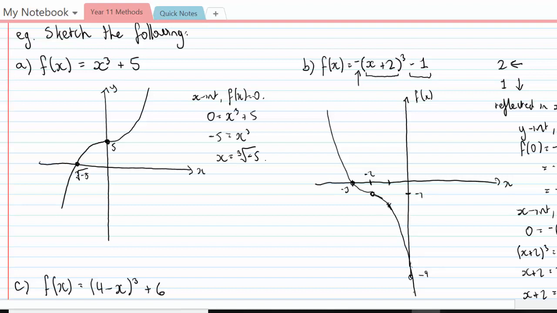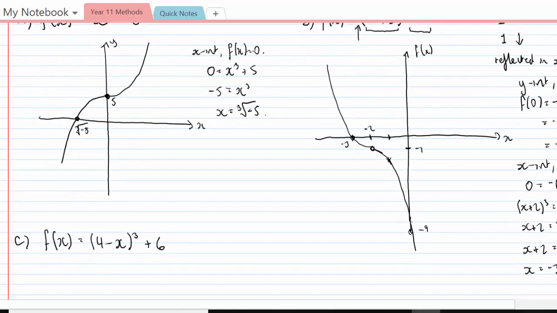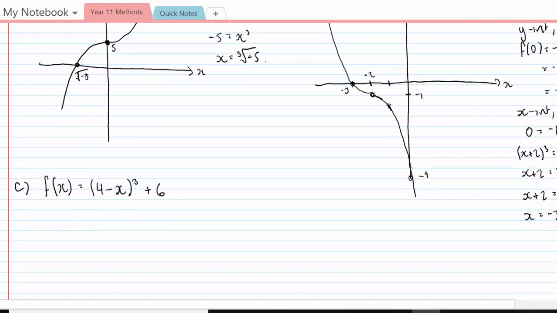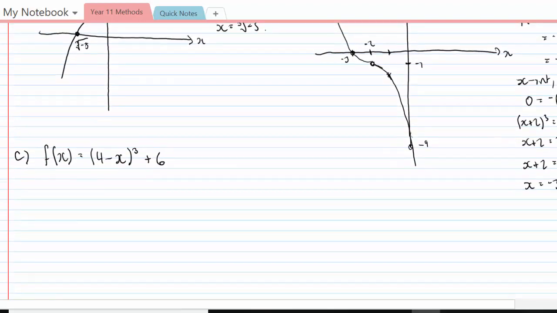And there we have it. The last one is looking a little bit different. So when we have a negative like this, where the negative is appearing just in front of the x, like it's inside the brackets there, this is a reflection in the y-axis.